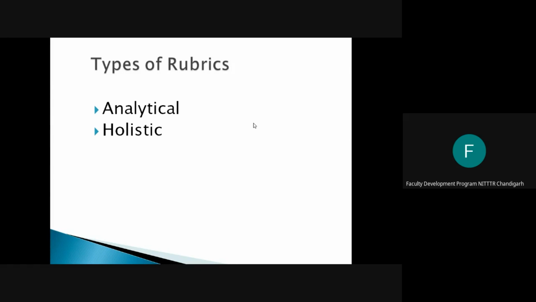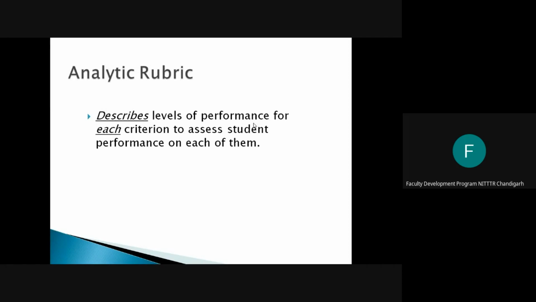One type of rubric is called analytical, and the other type of rubric is called holistic. Analytical, holistic. I would like to tell you what an analytic rubric is.